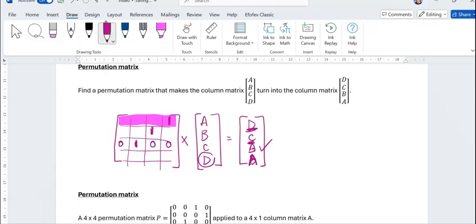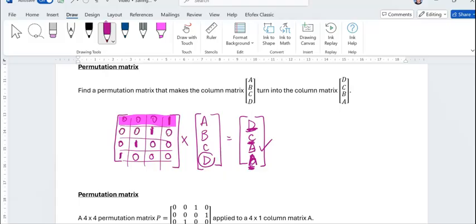So the only one that's left, the final answer, I've got to end up with an A as my answer. And the only way I can do that is if I have a 1 in the first position. So it's 1 times A, 0 times B, 0 times C, 0 times D. Once I've figured out where the 1s go, that's the tricky part. The rest are all zeros.